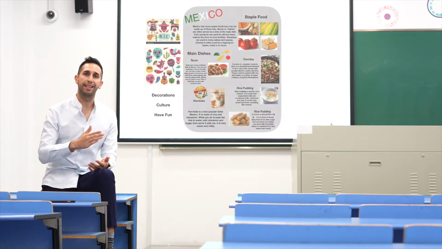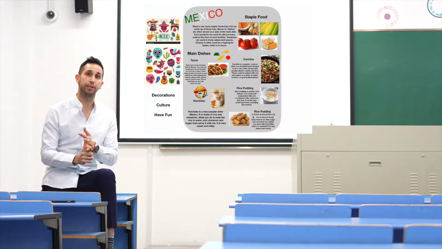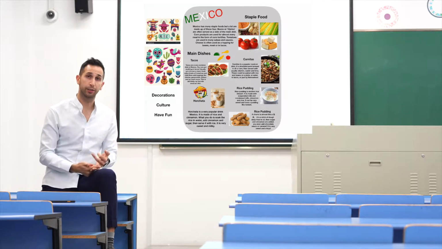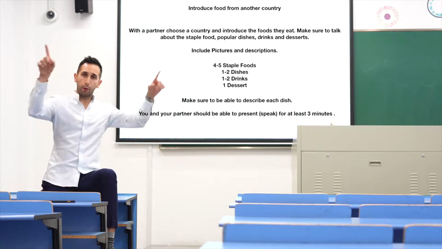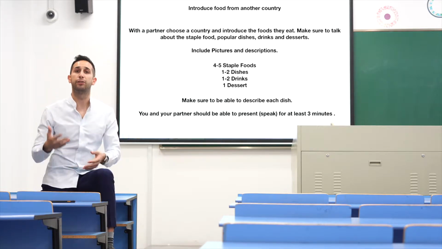So what I have them do is they go home and create a poster board to introduce food from a different country. Now, the class before they do this, I will introduce vocabulary and dialogues all about food. That way they're a little bit prepared to talk about food, and they have those vocabulary words to describe the dishes and the flavors and the taste. So they go home and they need to prepare pictures and descriptions of main dishes, dessert, staple foods, and drinks. And they come to class with their big poster board and they're going to give a presentation to their classmates.